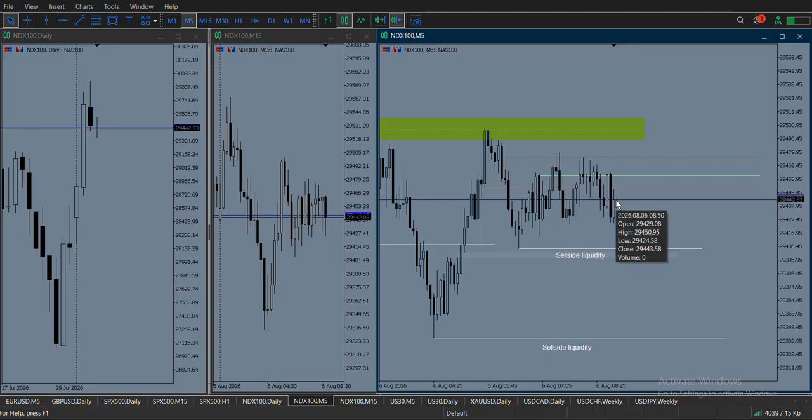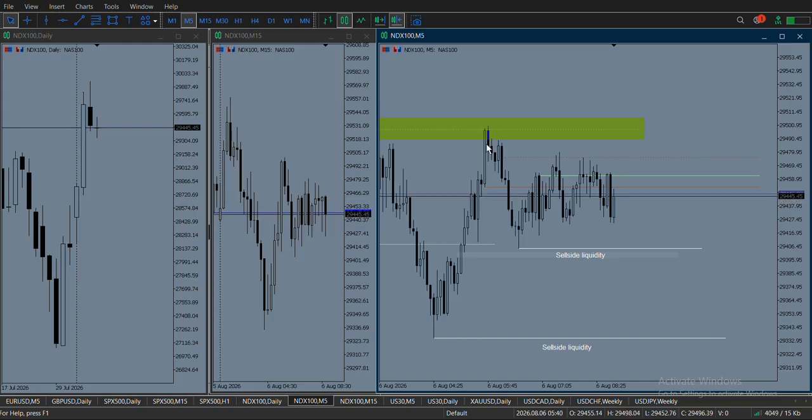So we've traded back up to 450. That's 450.95. Now that we are outside that bearish order block there, I'm expecting price to start trading lower. And now that we've formed these relative equal lows here, that is sell side liquidity.